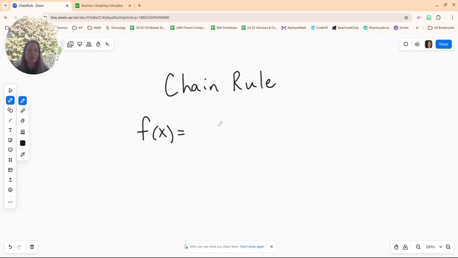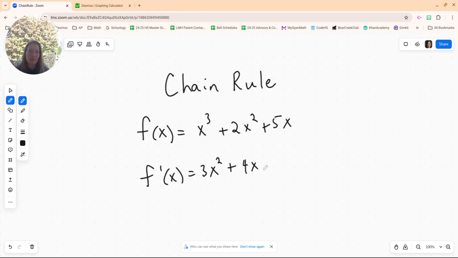So hopefully at this point in time, you're at the point where if I said find the derivative of x cubed plus 2x squared plus 5x, you would know how to do that. We're going to do the product or the power rule here, bring every power down, and then decrease it by 1, multiplying as we go.